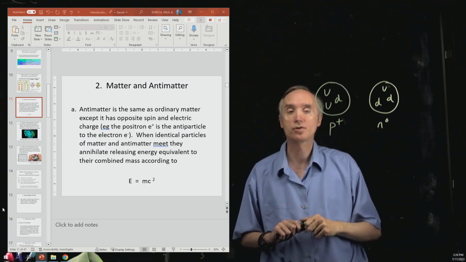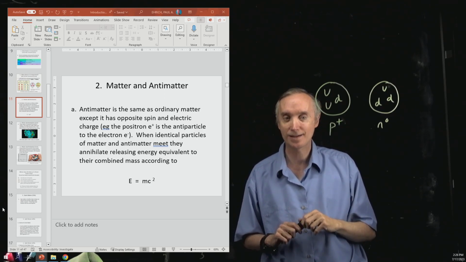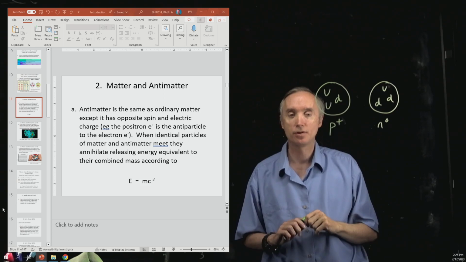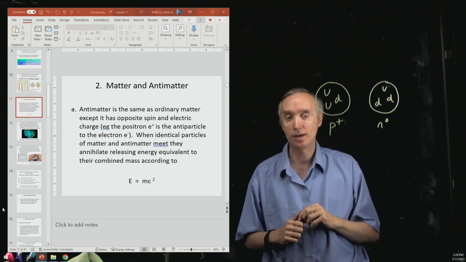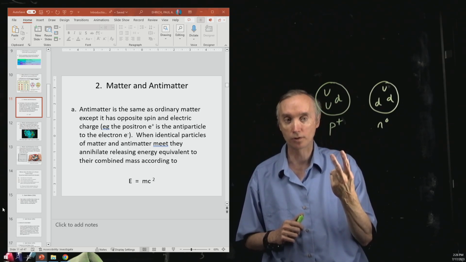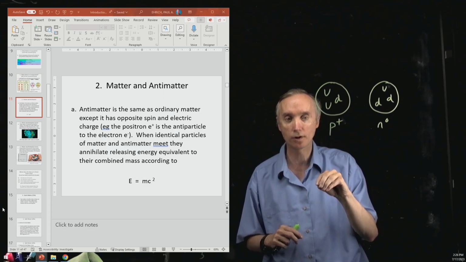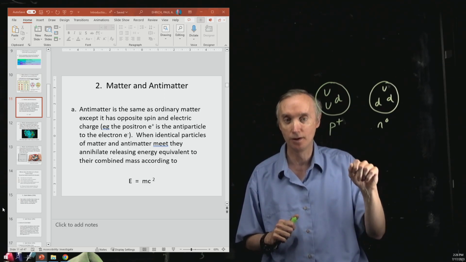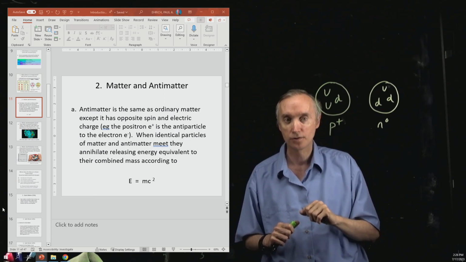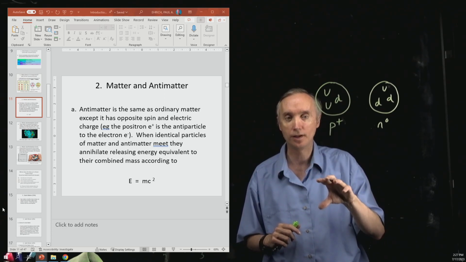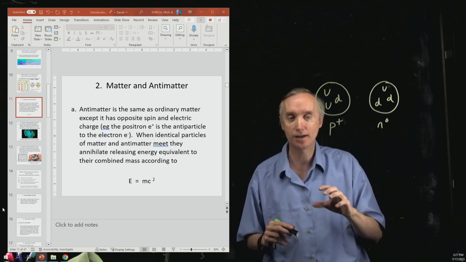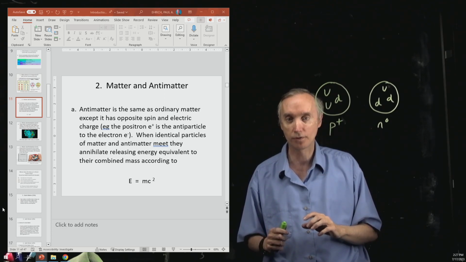Now we want to talk in more detail about what antimatter is. In our previous segment, we talked about particles such as mesons being composed of two quarks. One of the quarks was a matter quark, and the other was an antimatter quark. For every quark, there is an antiparticle that goes with it.